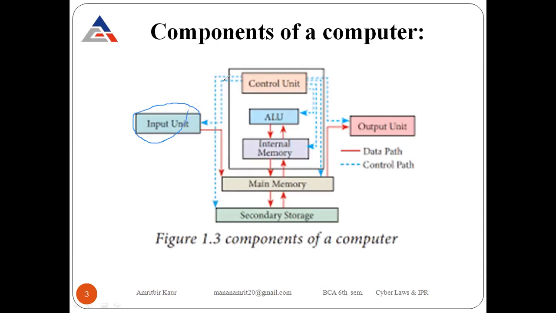We can use keyboard, mouse. Input will be entered by the user. So input can be stored in main memory and secondary storage. Then processing will be done at the CPU, and the CPU will be further divided into three categories: control unit, ALU, and internal memory, and then output will be handed over to the output unit. It can be monitor, printer, and any other device.